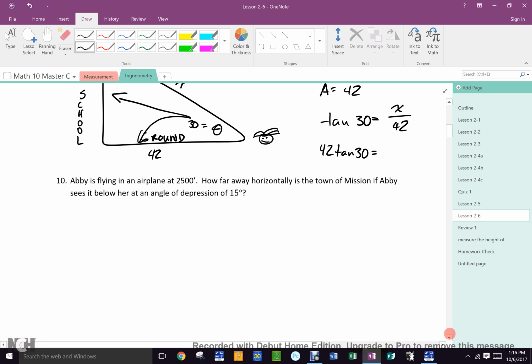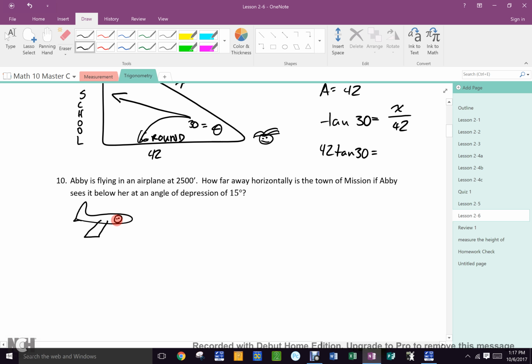All right, let's look at the next question. What do I need? A triangle. Okay. The triangle is between what, and what? It's an airplane to a town and to the ground, yes? Where do airplanes live? Up in the sky. Airplane. Right?